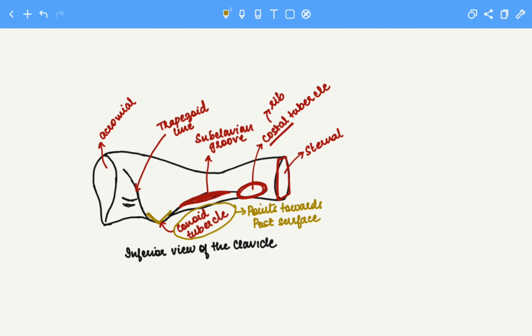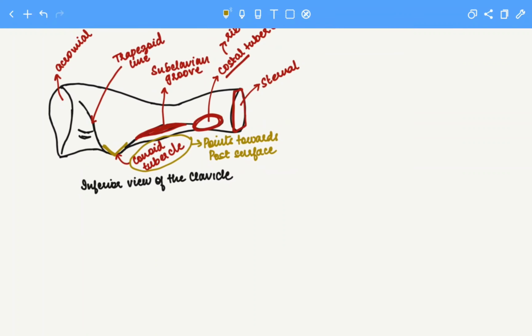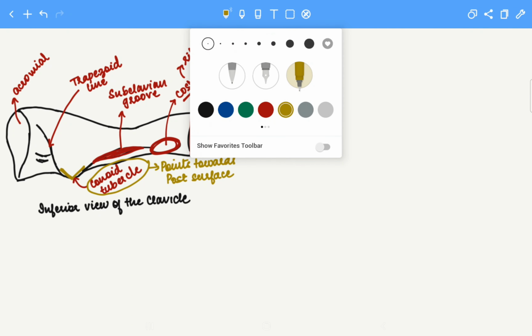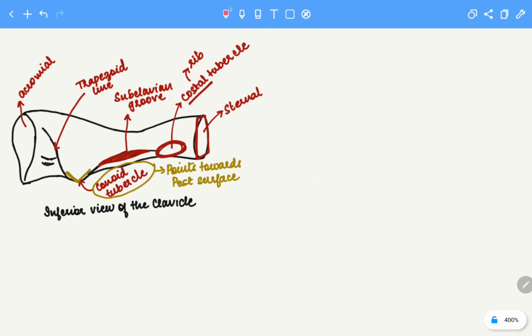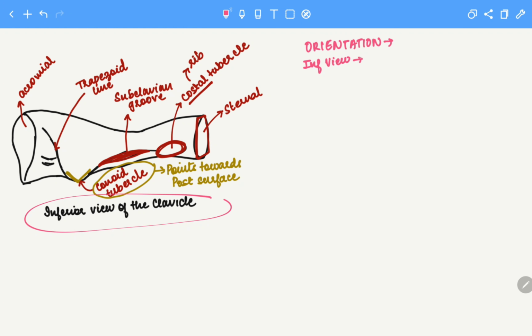Now if you're given a clavicle, how will you find the orientation of the clavicle? So here are some points that you must keep in mind to figure out the orientation. So first important fact you need to keep in mind is that we've studied the inferior view of the clavicle to figure out all the bony features. Therefore, inferior view will have most bony features.